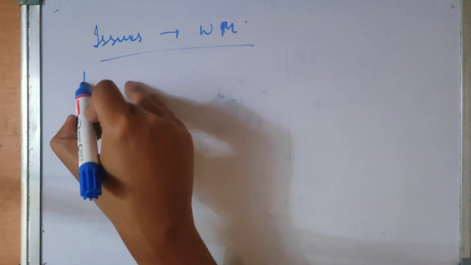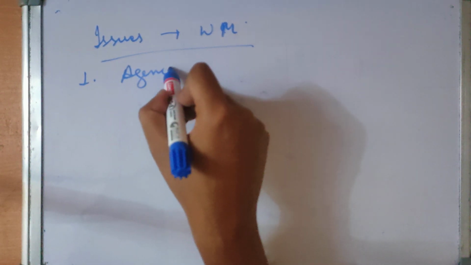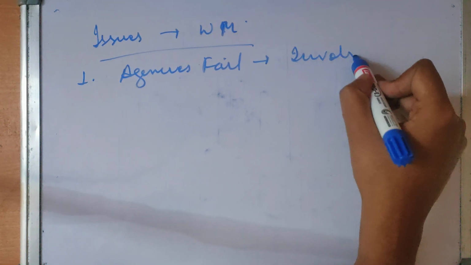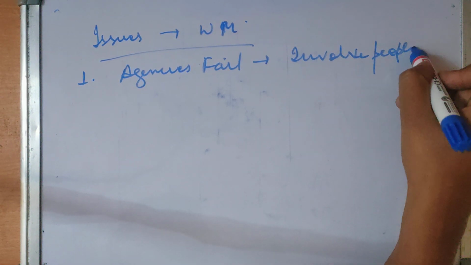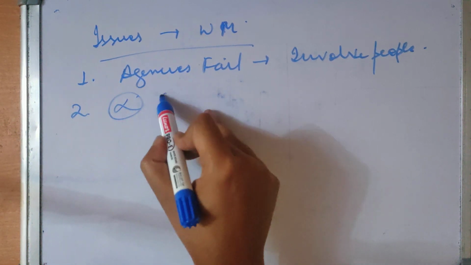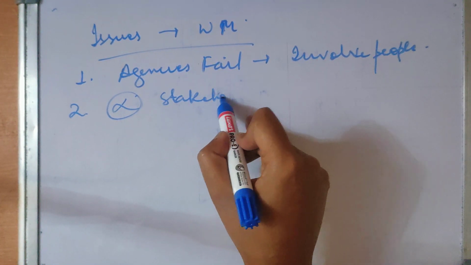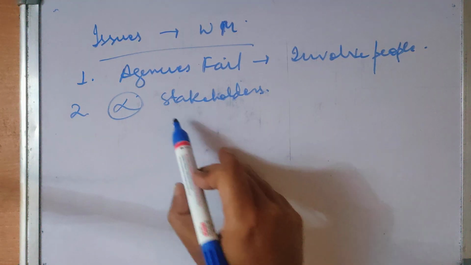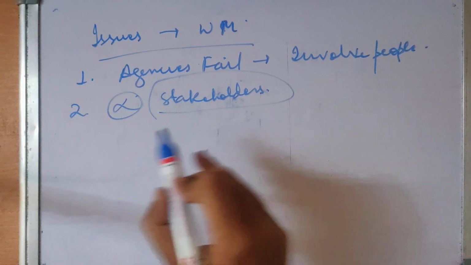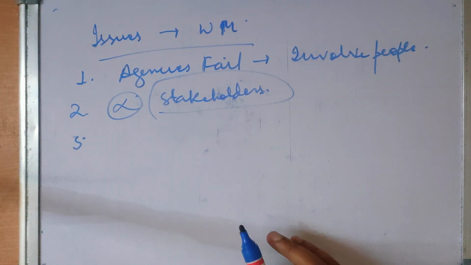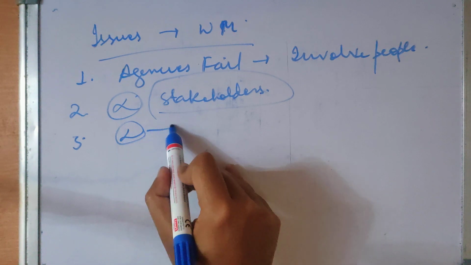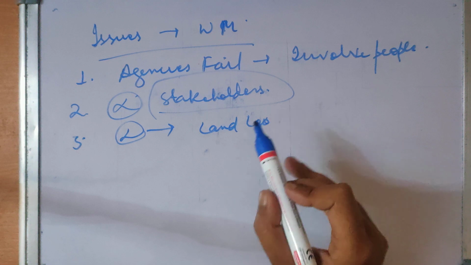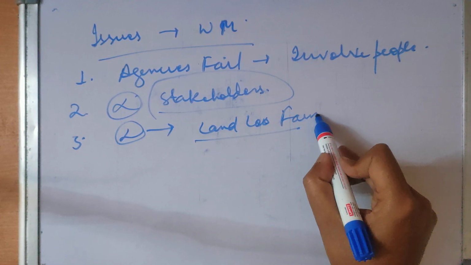Failure of agencies to involve people. Agencies fail to involve local people. Non-involvement of stakeholders: if the stakeholders are not involved properly, the project cannot be successful. No care of landless farmers. Landless farmers have been given no care in watershed management, nor for their livelihood security.